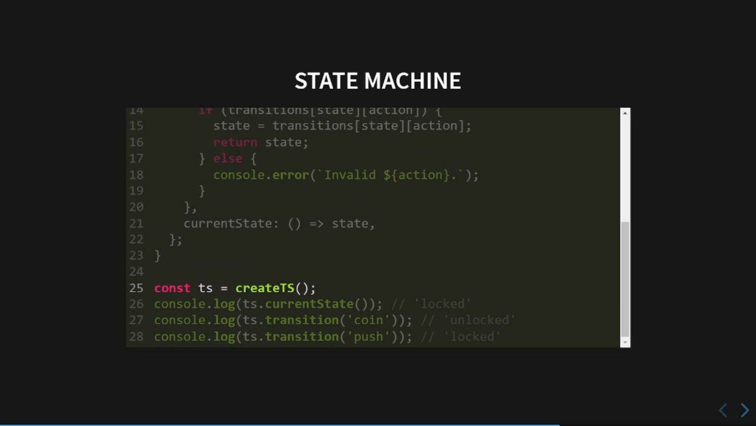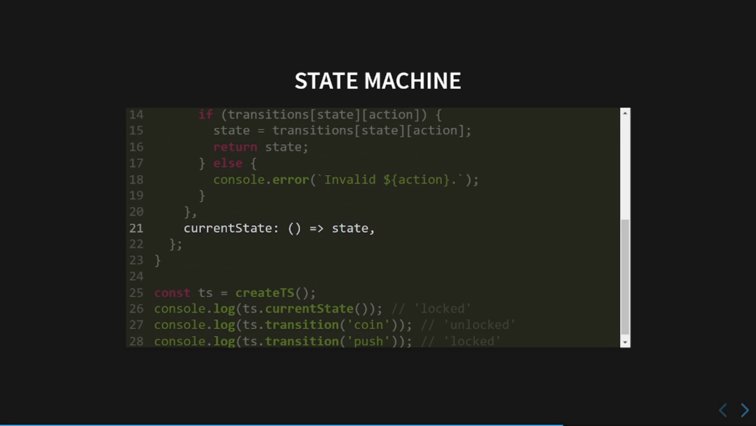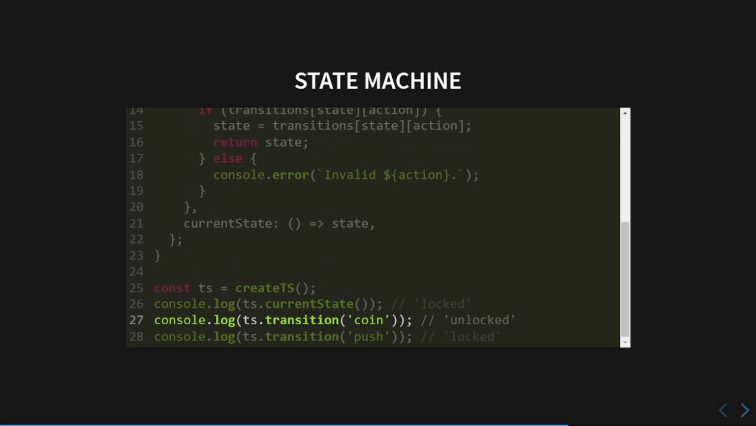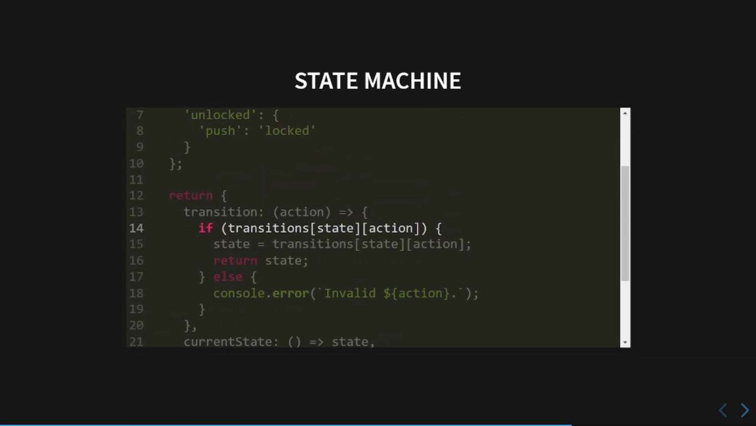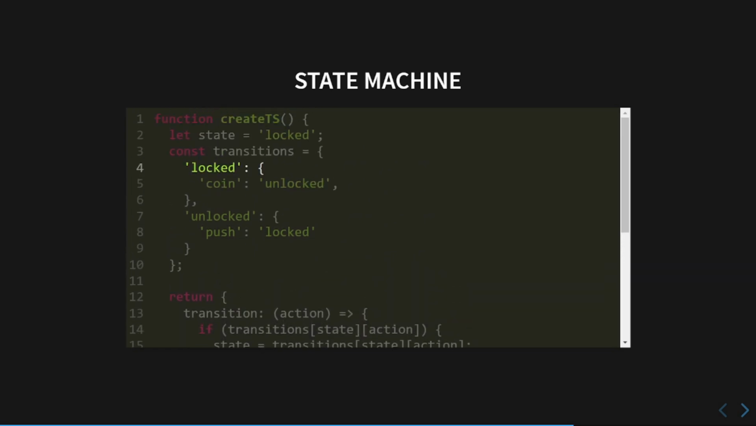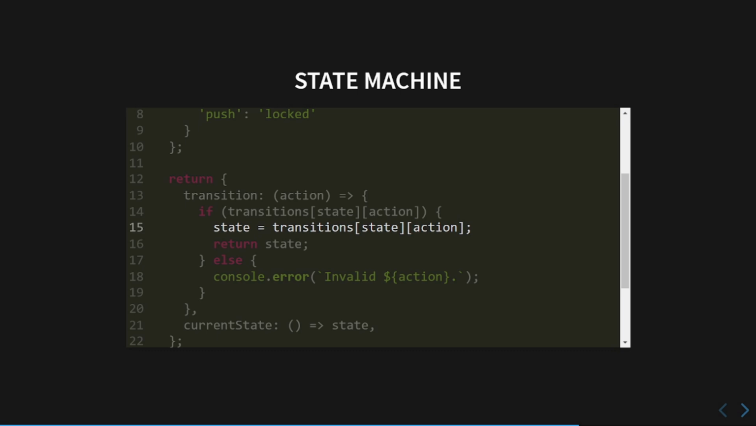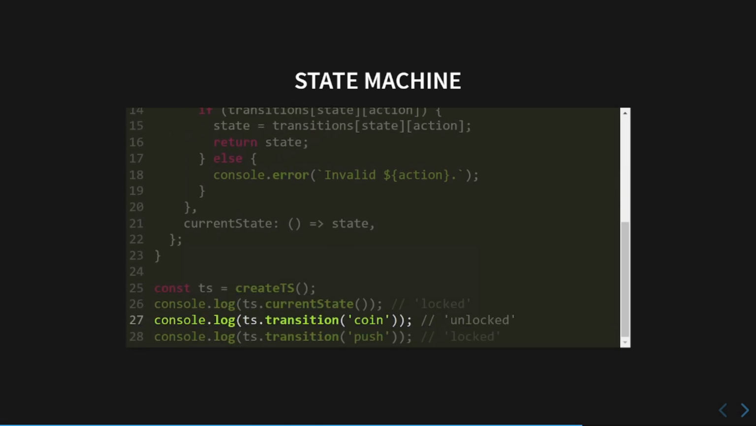So we create the turnstile. We say turnstile get the current state, which will just return locked. And we can do console.log turnstile.transition coin. So we're inserting a coin effectively. It sees if this is a valid state transition. So it's currently locked. Coin is valid, and it needs to change it to unlocked. So we update the state, and then we return the state. So now the turnstile is in the unlocked position.